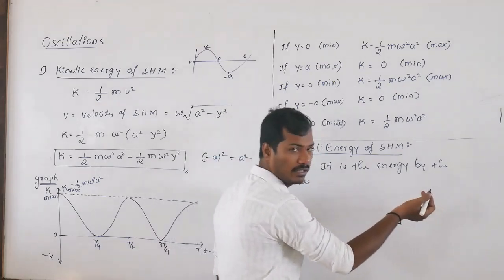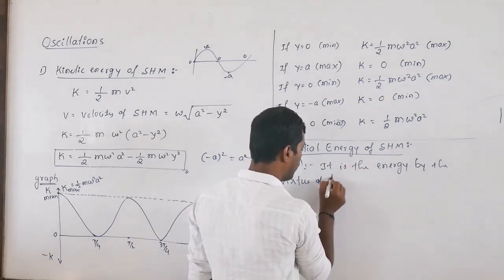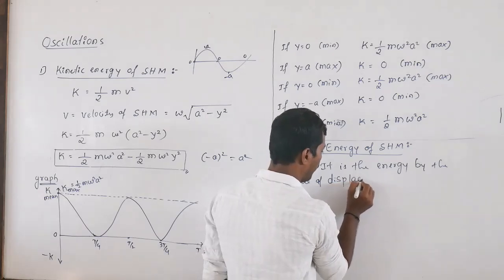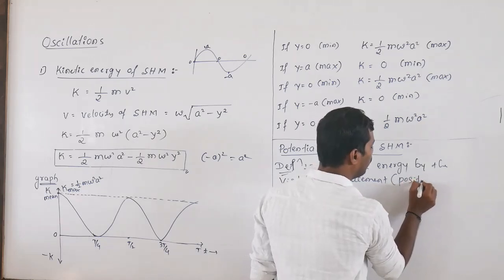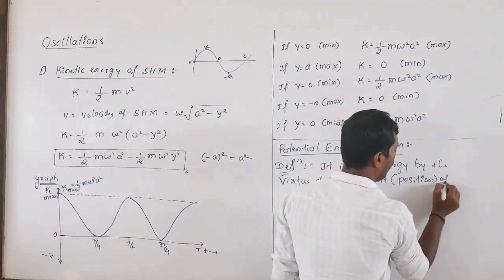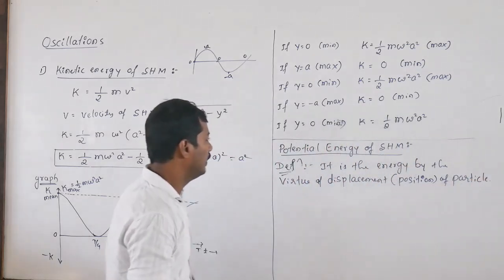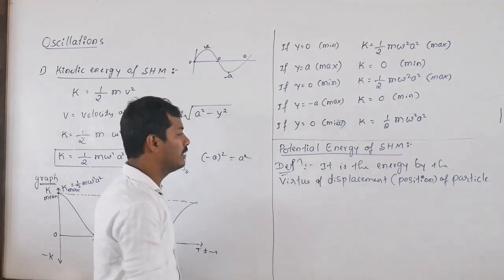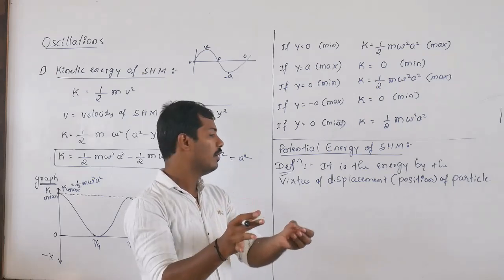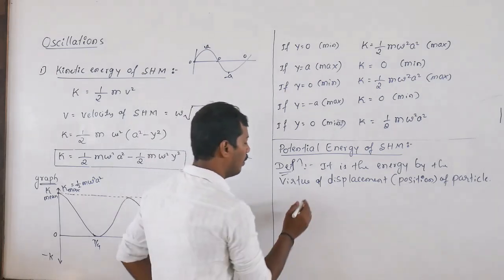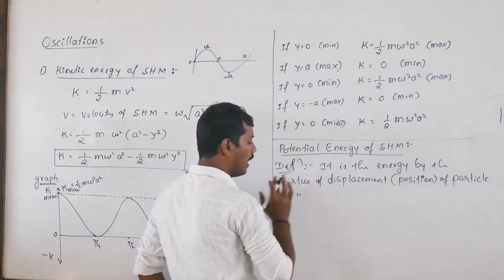The position of a particle, or considered as a displacement here, by virtue of the displacement, or it is also known as the position of the particle. This is the potential energy. It is nothing but the amount of work done by the particle, or by the force, when it is moving from one point to another point.